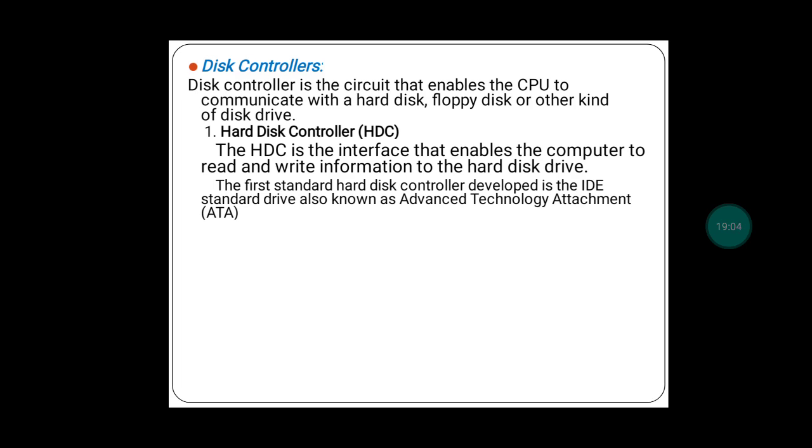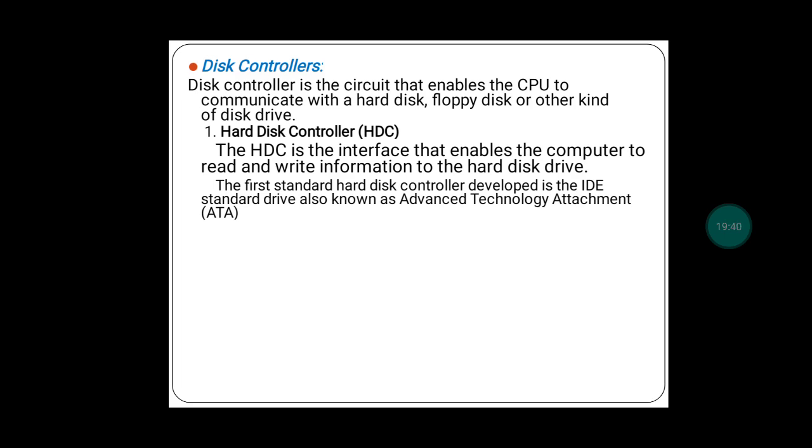Read and write means, if you want to store some data onto the hard disk, that is called writing data on the hard disk. And if you want to retrieve or view some data from the hard disk, that is called reading data from the hard disk. To do this work, we should have an interface called a hard disk controller installed on our system. One of the first hard disk controllers developed is the IDE standard drive, and it is also called ATA, that is Advanced Technology Attachment.